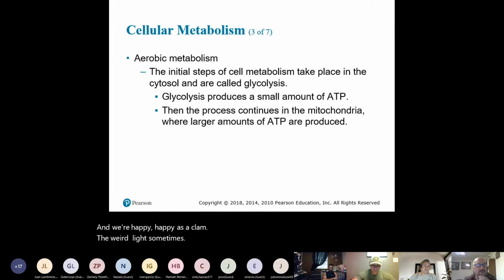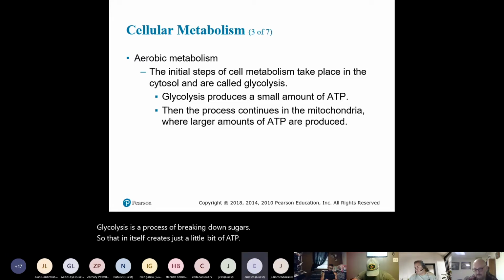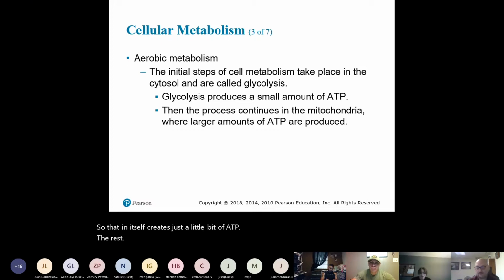Glycolysis is a process of breaking down sugars. So that in itself creates just a little bit of ATP. The rest is done with aerobic metabolism.